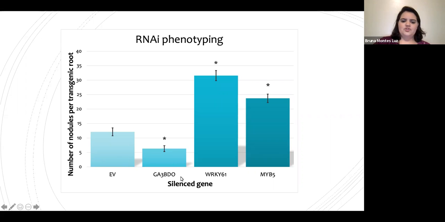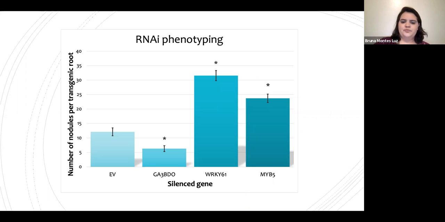The first one that I'm showing here, GA3BDO, encodes for gibberellin dioxygenase, which is involved in gibberellin biosynthesis. Hormonal regulation of nodulation is complex, and gibberellin is known to play different roles in early and late stages of nodulation.